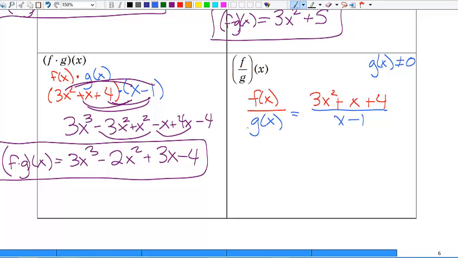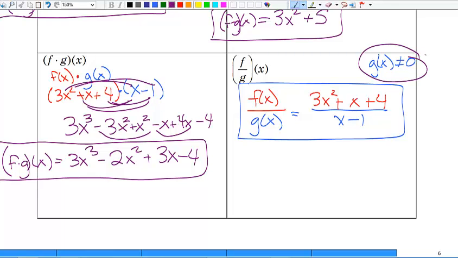This is actually completely solved for f divided by g of x, but I haven't yet taken care of this little item up here. We know that this is only true where the denominator, g of x, is not equal to 0. So if I set x minus 1, the denominator, the g of x, not equal to 0, and then solve it, I know that this is only true where x cannot be equal to 1. So although this is the answer, you also have to put a disclaimer on the side that says where x can't be equal to 1. This has to be along with my answer.